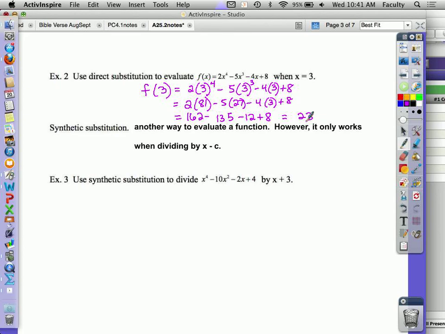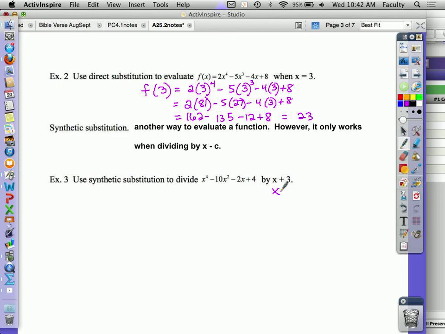So synthetic substitution says another way to evaluate a function is synthetic substitution. However, it only works when dividing by x minus a number. It does not work if there's 2 times x minus a number. It doesn't work if there's an x squared. It has to be x minus a number. So it says in example 3, use synthetic substitution to divide x to the 4th minus 10x squared minus 2x plus 4 by x plus 3.